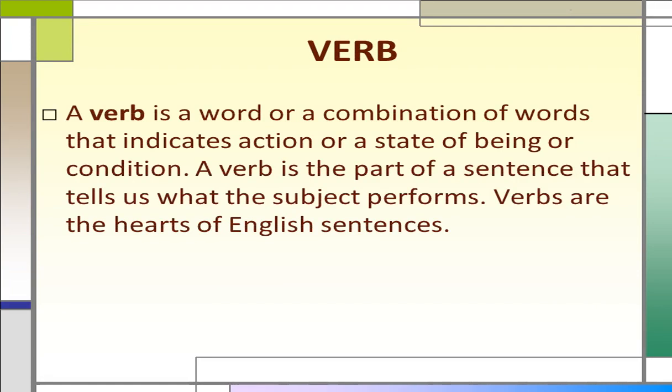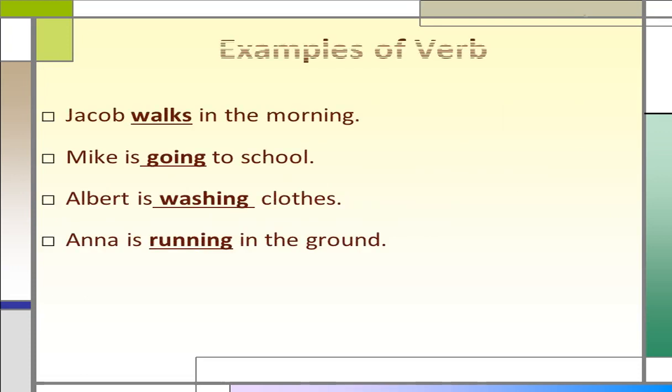What is a verb? A verb is a word or a combination of words that indicates action or a state of being or condition. A verb is the part of a sentence that tells us what the subject performs. Verbs are the hearts of English sentences. These are some examples of verbs.